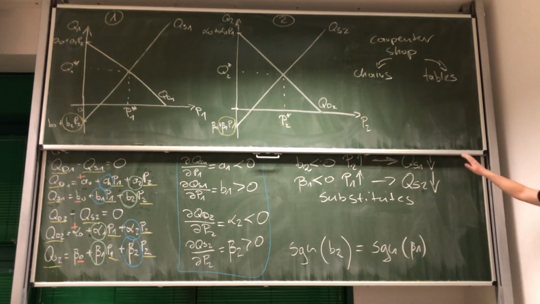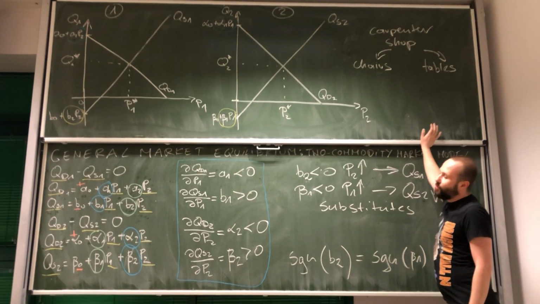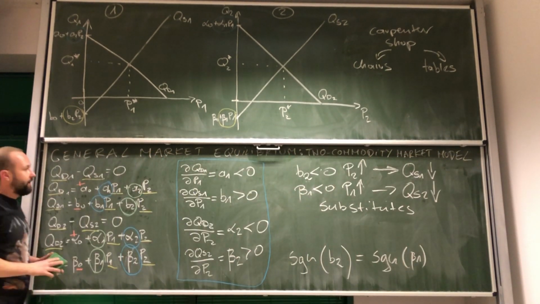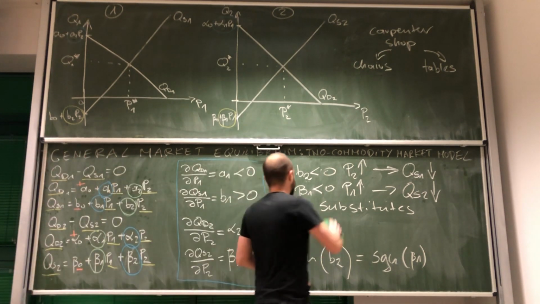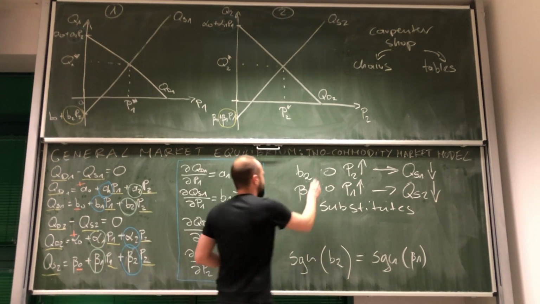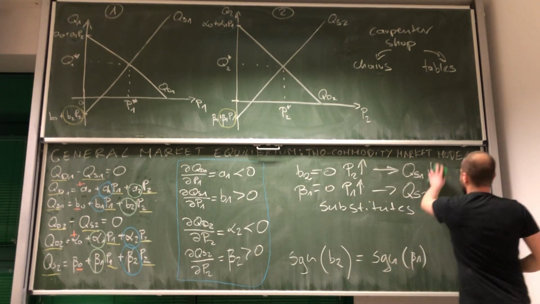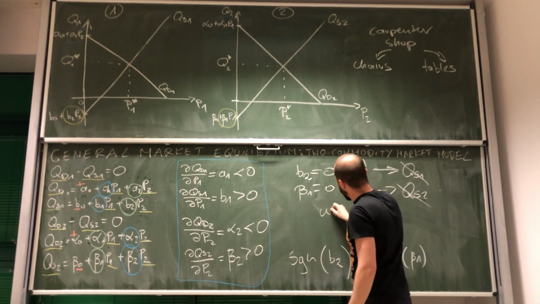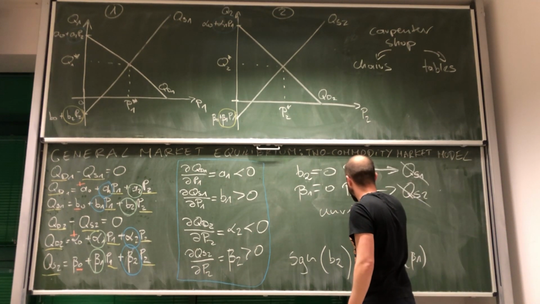And finally, we also can have a situation in which those two parameters are equal to zero. And again, we would have a situation where the goods are unrelated.